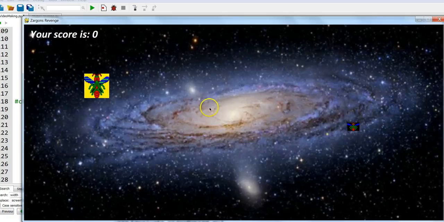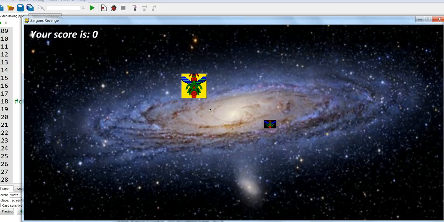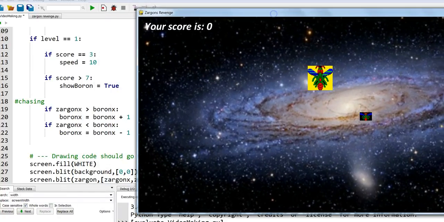Zargon should be moving. If he's on the right-hand side of me, he's always going to be moving to the right. And as soon as I go on the left-hand side, he's going to move to the left. All right, right-hand side. Okay, and that's because of that code right there.